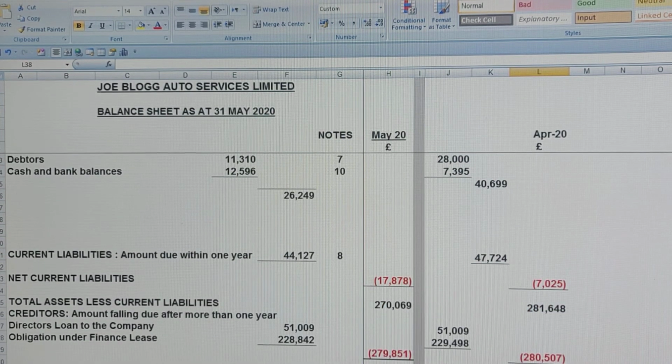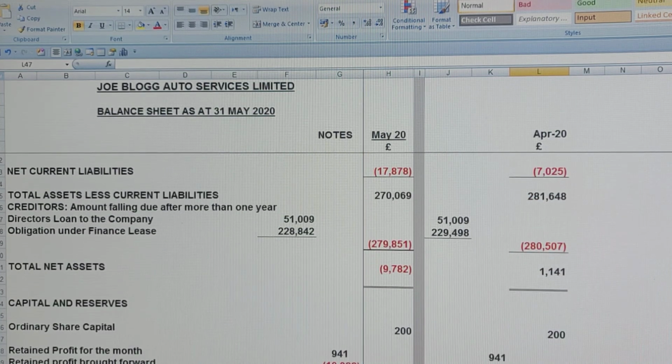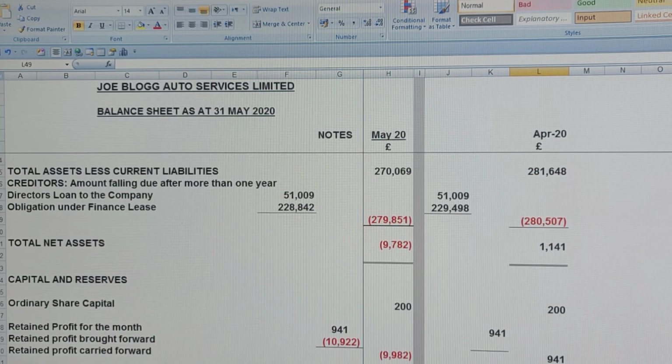What is left is your net worth. Look at the company's net worth in May. In April, it was just £1,141, after the assets minus all the debts that are owed to the company, or that the company owes other people. Now in May, the situation got even worse. Instead of actually having a positive net worth, it went into negative net worth.